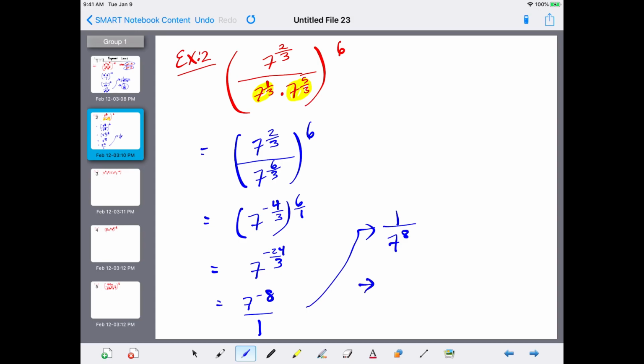If we want to, depending on what the question asks, we can evaluate that even further, and we can write the actual answer to 7 exponent 8.